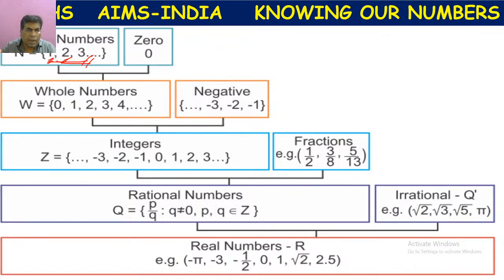From where do they start? They will start from 1, then 2, 3 and so on. Like that they will continue. What is the biggest counting number? 100 is the biggest counting number.